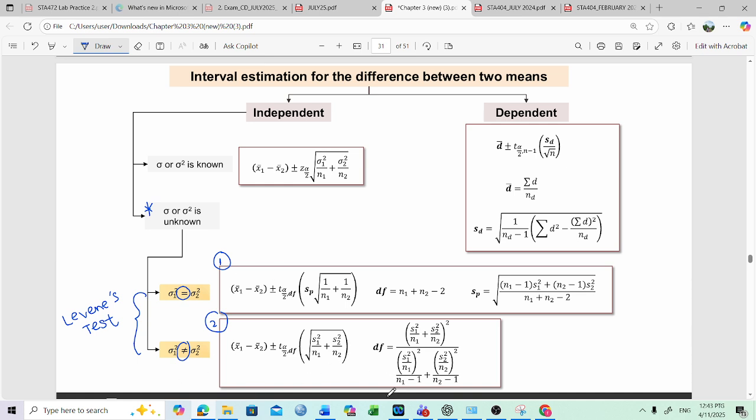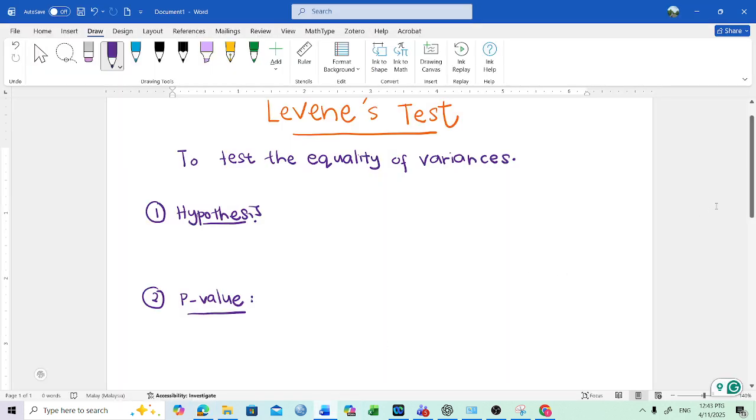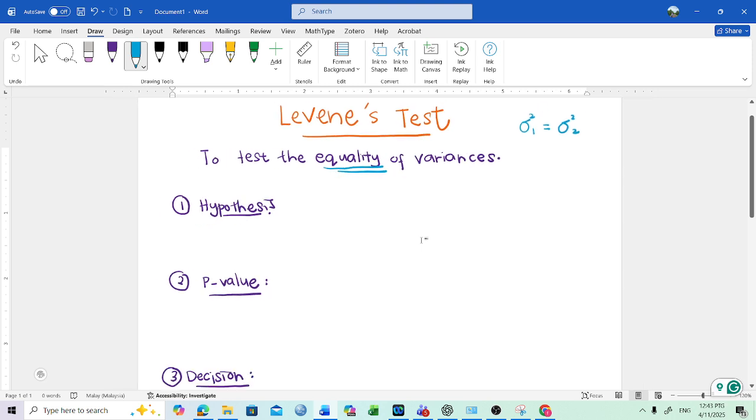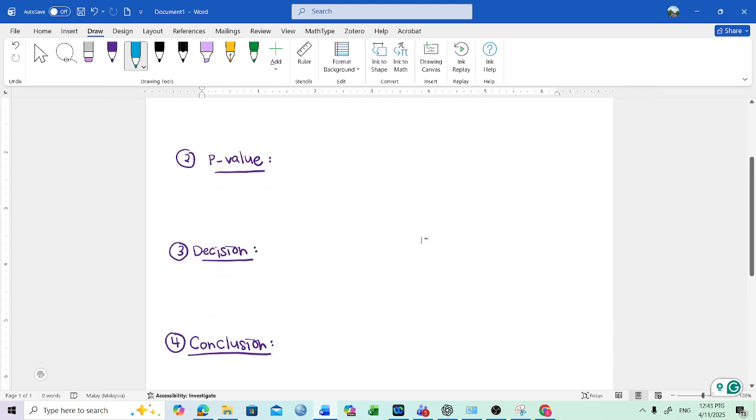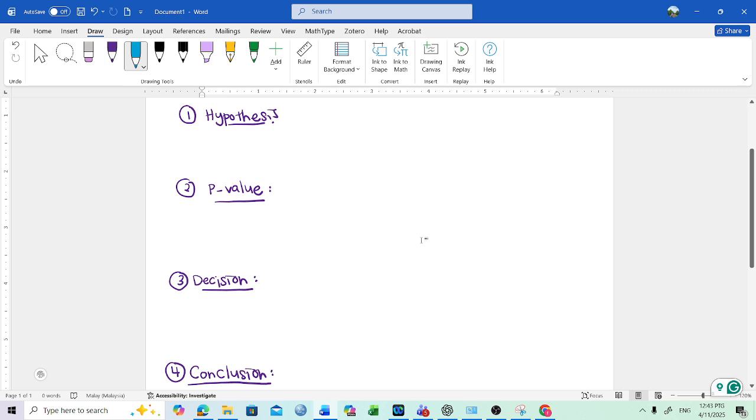So what is Levene's test? Levene's test is to test the equality of variances. This means that we want to know whether the variance of group 1 is equal to the variance of group 2. Equality. This can be done through the hypothesis testing procedure. There are 4 steps that you need to do.